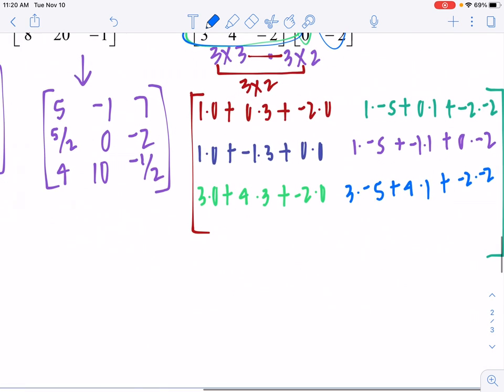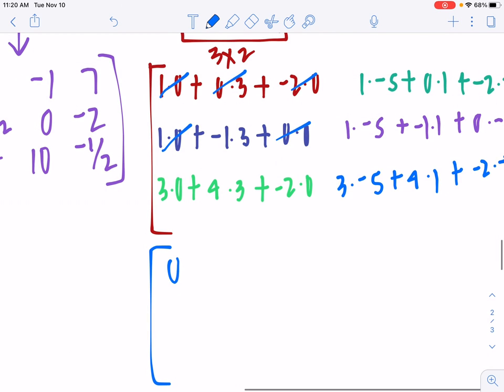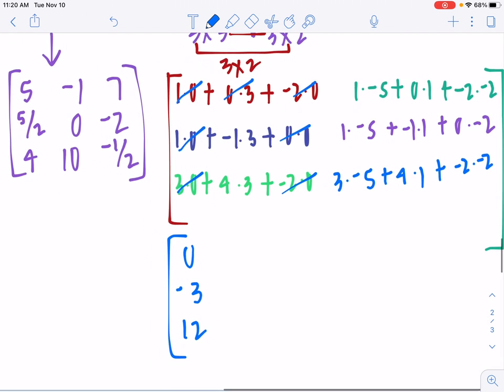Okay, now the fun part. Now we simplify. Alright, this first one, 0, 0, 0, that's just going to be 0. 0, 0, that's going to be negative 3. 0, 0, that's going to be 12. Ooh, I love working with zeros.